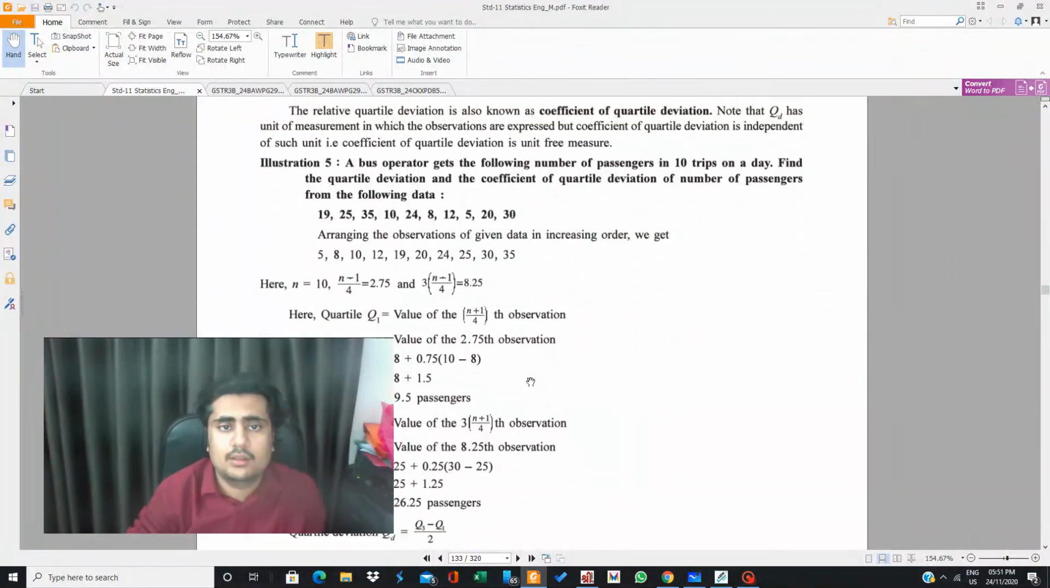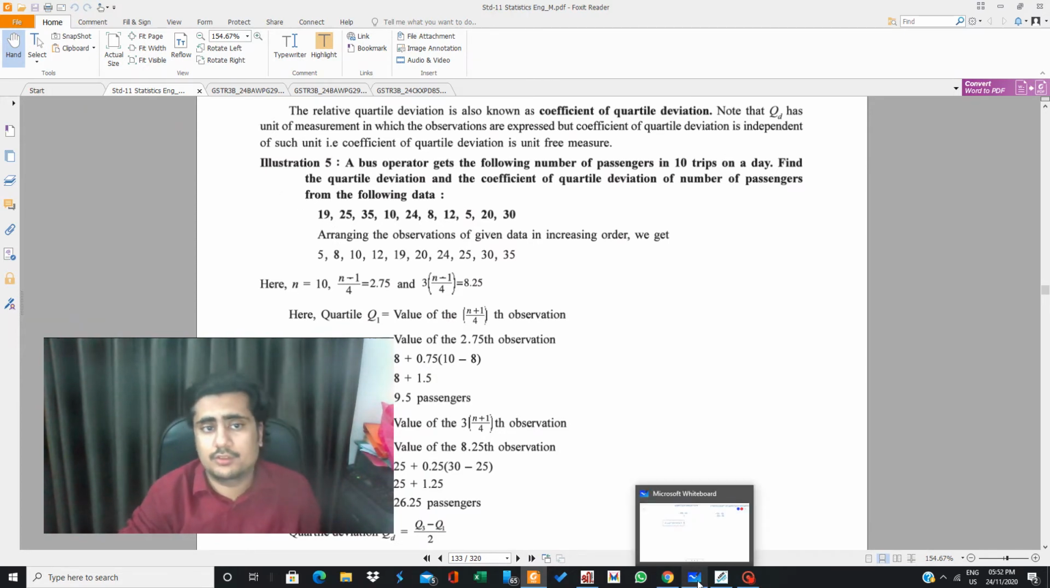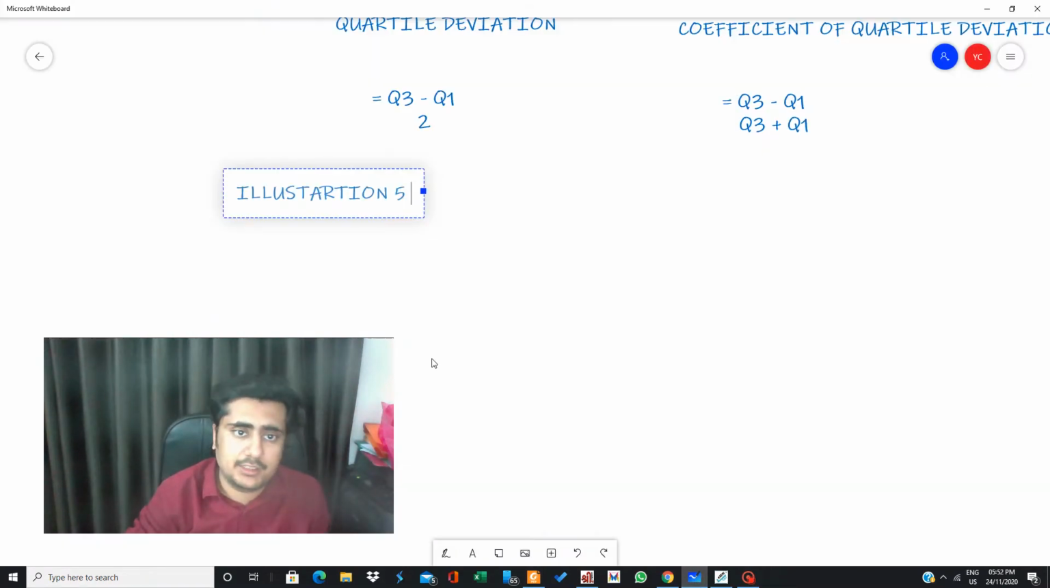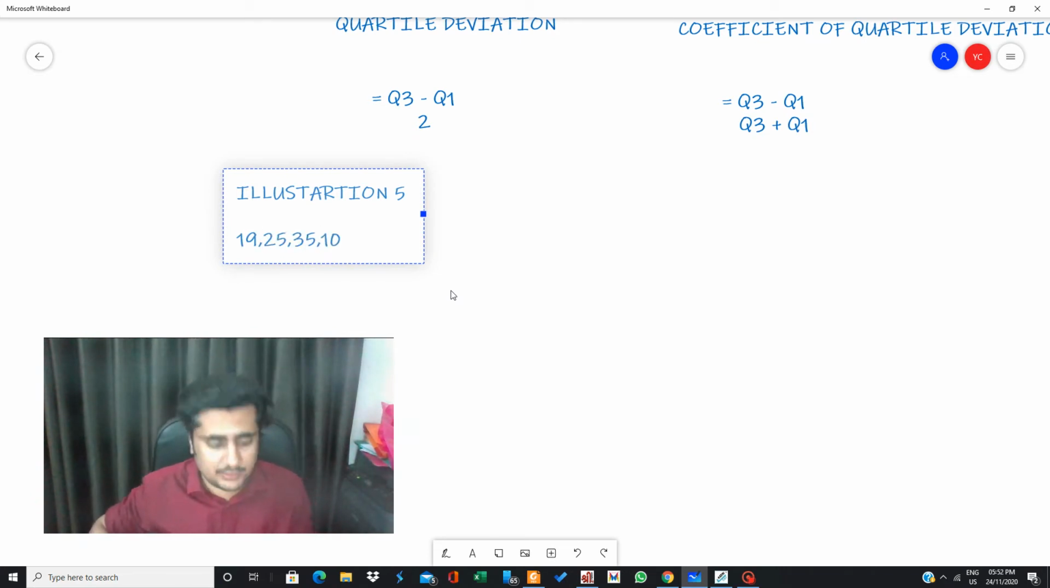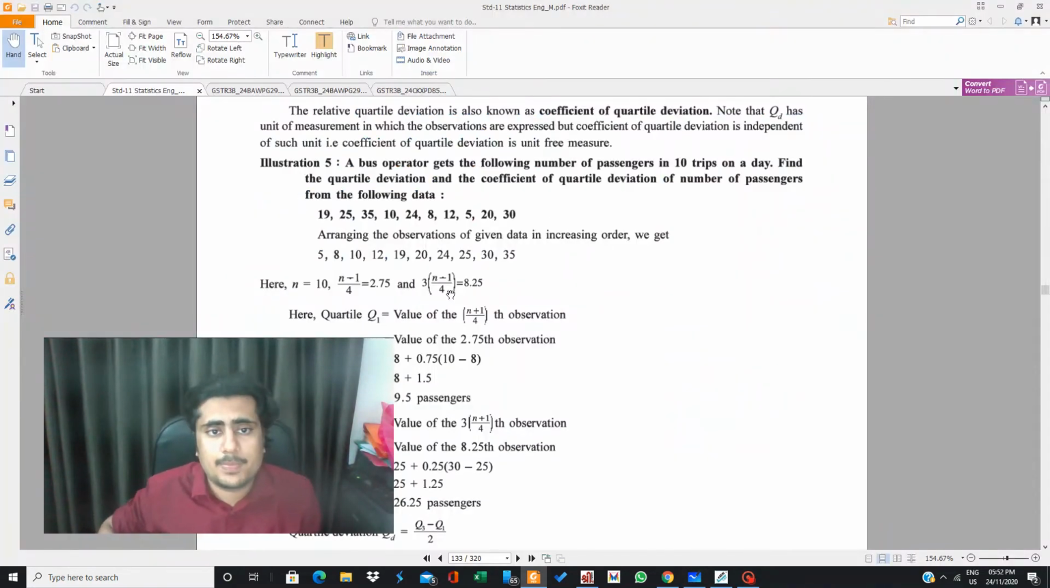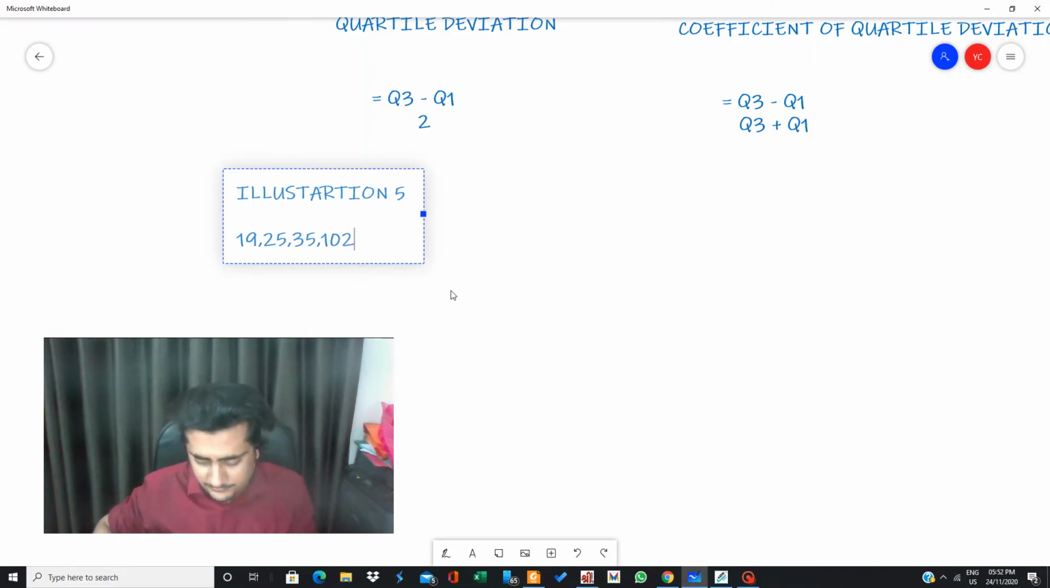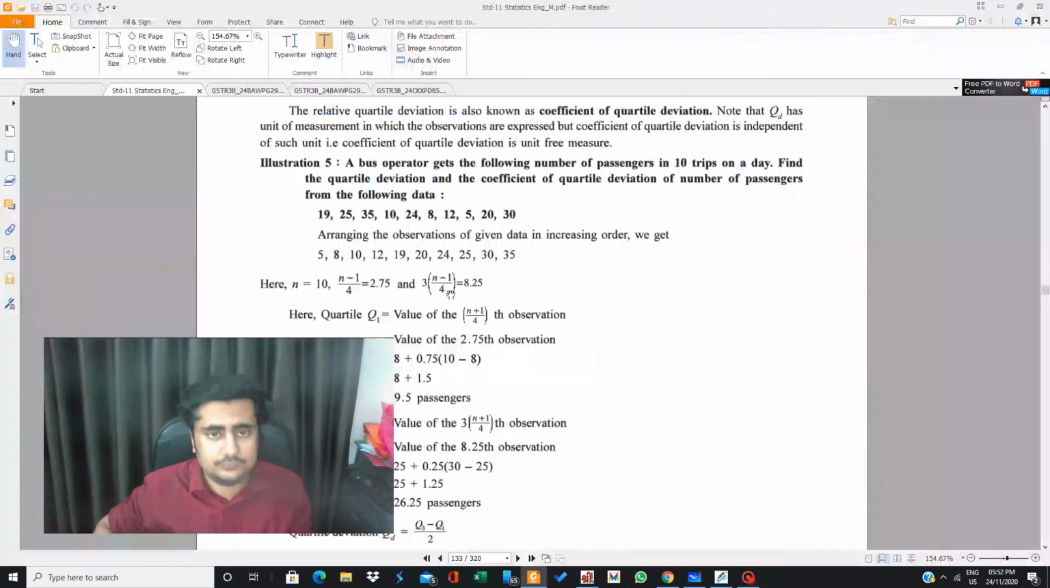A bus operator gets the following number of passengers in 10 trips on a day. Find the quartile deviation and coefficient from the following data: 19, 25, 35, 10, 24, 8, 12, 5, 20, 30. First of all, you have to arrange these digits in ascending order. Let me write the question first. The digits are 19, 25, 35, 10, 24, 8, 12, 5, 20, 30.